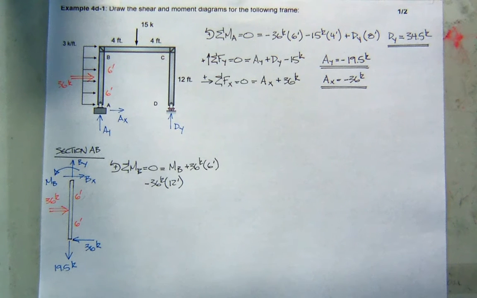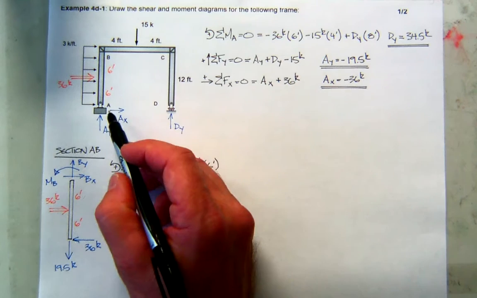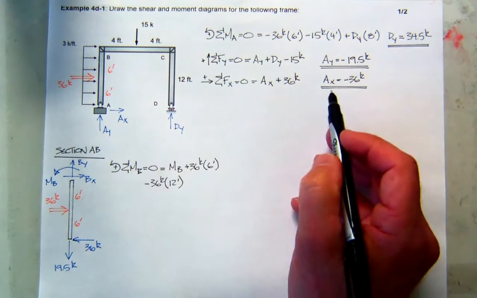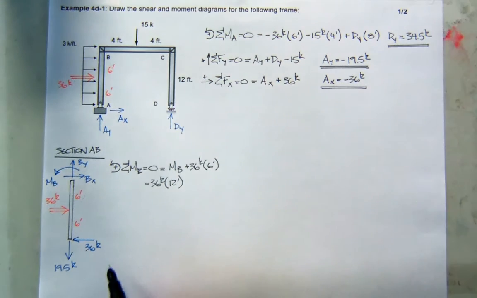I got a question. Yeah. Our AX right here, 36 kips, it was negative, and we're drawing it. Well, I assumed it was positive to the right, so I got a negative value, so it's to the left. True. All right. So we're not in shear. Well, we're not talking about shear yet. It's just the force. Okay.